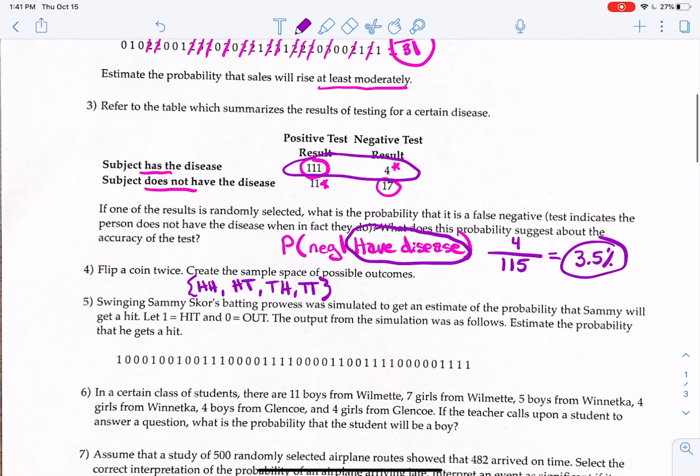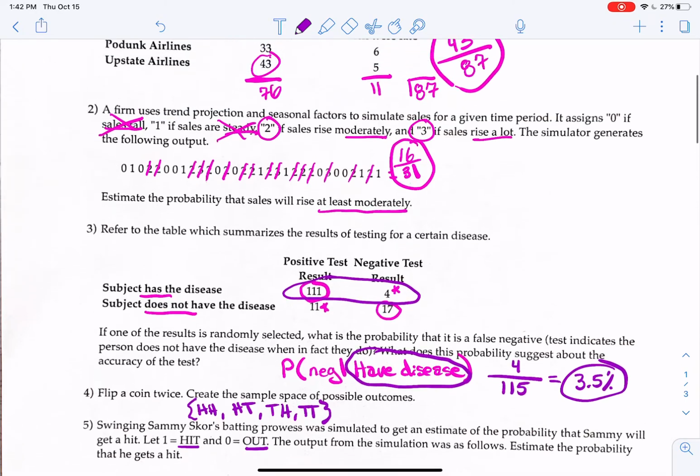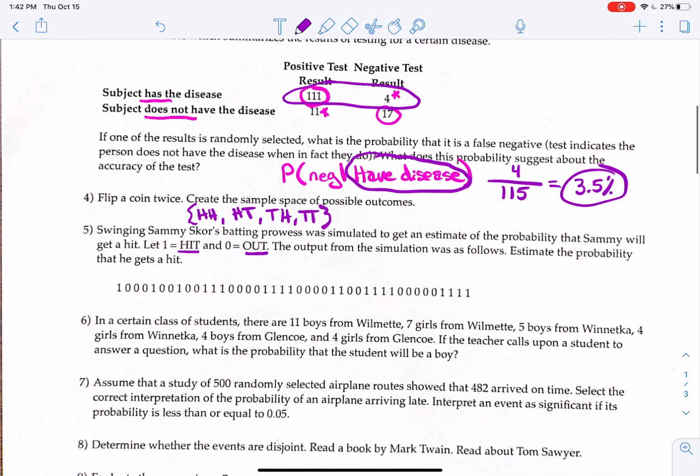Number 5, Swinging Sammy's batting prowess was simulated to get an estimate of the probability that he will get a hit or a miss. So let 1 be a hit and 0 be an out. The output from the simulation was as follows: estimate the probability that he gets a hit. So this is going to be kind of similar to number 2. Again, we're counting the number 1s because we want to get a hit. There are, I think I counted these up, 42 total numbers here.